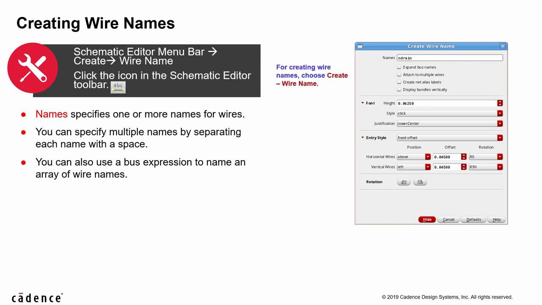For creating wire names, choose Create Wire Name and it brings up the form that you see here on the screen. You can enter a name in the names field that is provided over here, and you can change the font and entry style. Also, you can change the way you would like the name to be displayed.